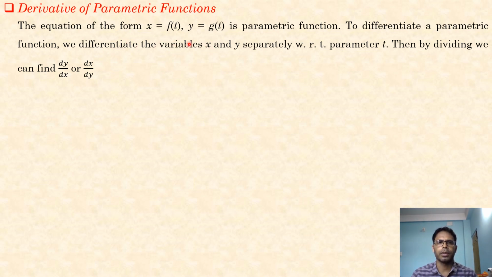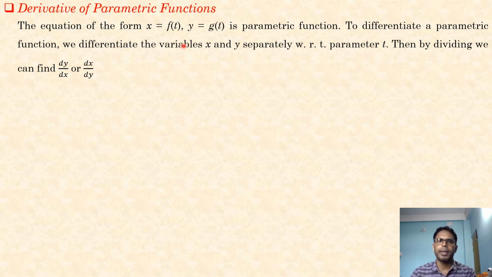These types of equation where x is equal to some expression in terms of t here, or it may be in terms of theta, it may be in terms of some other variables. That is, x is equal to f(t) and y is equal to g(t). That means x and y, these are two functions of t. So these two variables are given in two different equations. These types of equations are known as parametric equation. Very simple. Then how to differentiate a parametric equation?